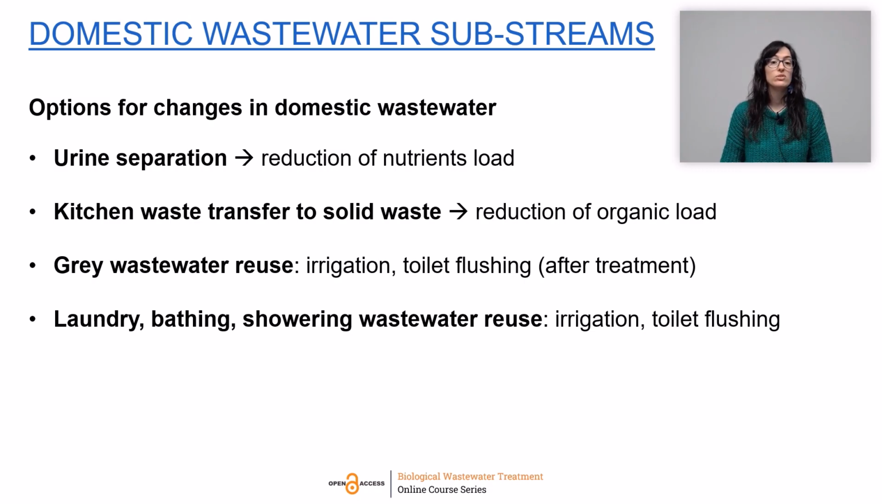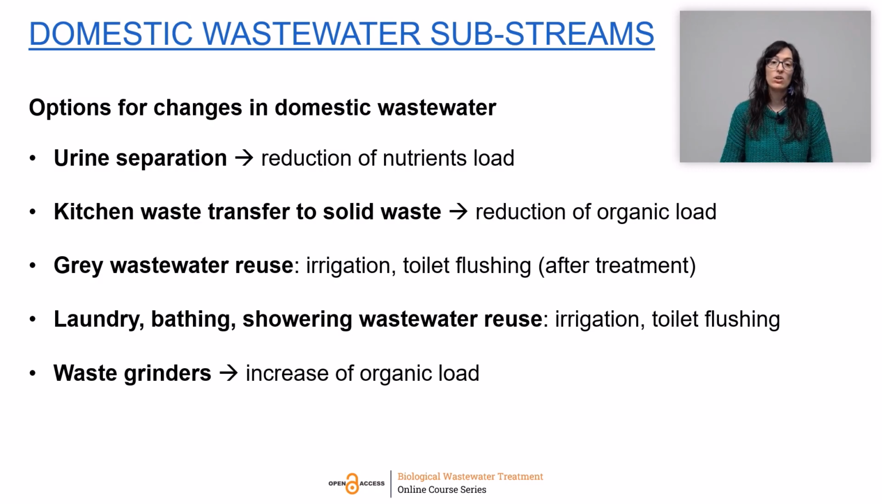All these options aim to reduce the load applied to the wastewater treatment plant and could be useful in case our load is too high and we want to reduce it. But we can also do the opposite. We could, for example, install waste grinders in the households, and this way we could increase the organic load.